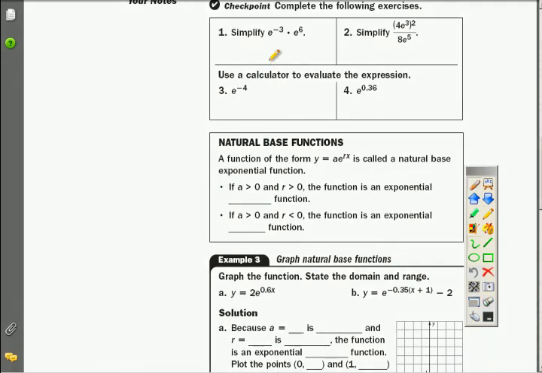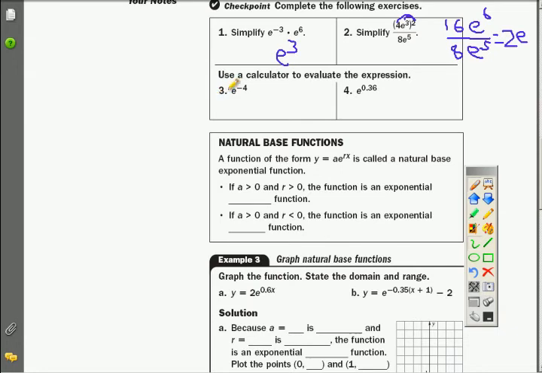All right, so when we simplified number 1 there, we had e to the 3rd power, negative 3 plus 6 is e to the 3rd. This one, make sure you take the 2 here first, so you had 16 e to the 6th over 8 e to the 5th. Well, 16 divided by 8 is 2, and 6 e's on the top, 5 e's on the bottom, leaves me with 1 e on the top.